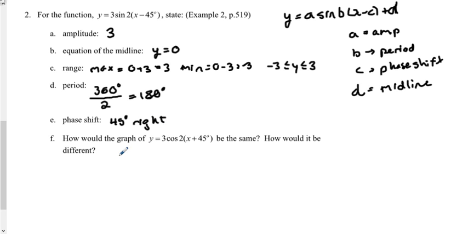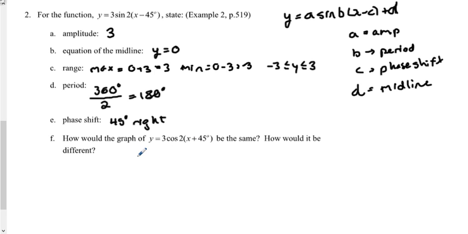And finally, when we want to compare the graph of the cosine function and the sine function, where in one case we're subtracting 45 degrees, in this case we're adding 45 degrees, we want to know how they would be the same or different. They're going to have the same period. They're going to have the same midline. They'll have the same range. They'll have a lot of things the same. But the location of max and min values will be different.